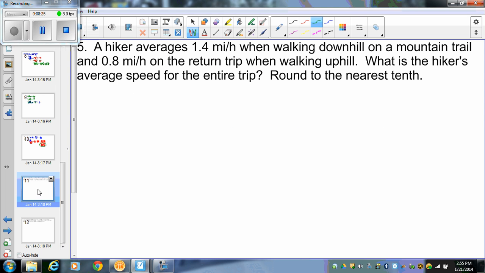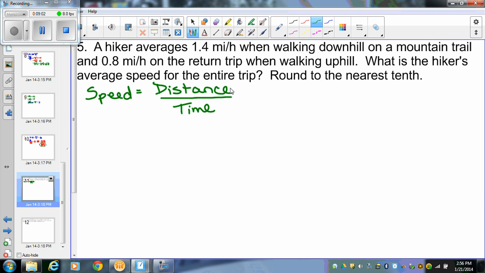Okay, so since you guys are such super smarties, we're going to try some word problems now with these complex fractions. So this says a hiker averages 1.4 miles per hour when walking downhill on a mountain trail and 0.8 miles per hour on the return trip when walking uphill. What is the hiker's average speed for the entire trip? Okay, so if you remember, speed is equal to distance divided by time.